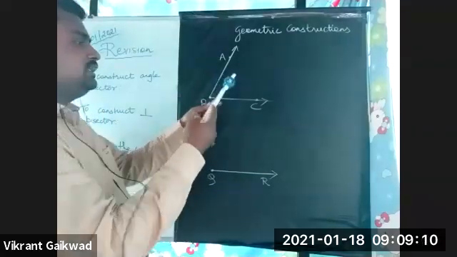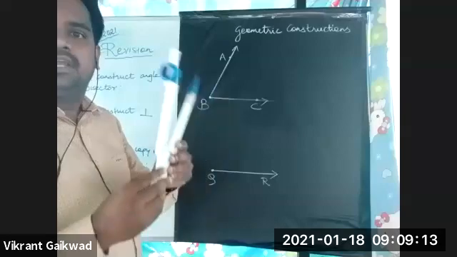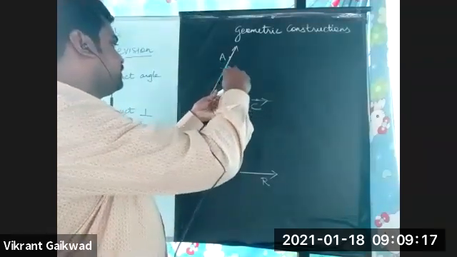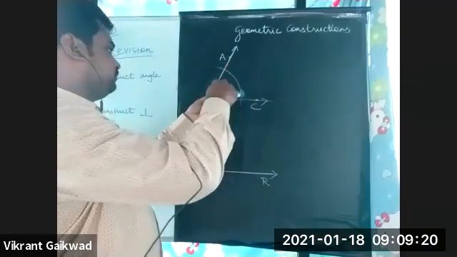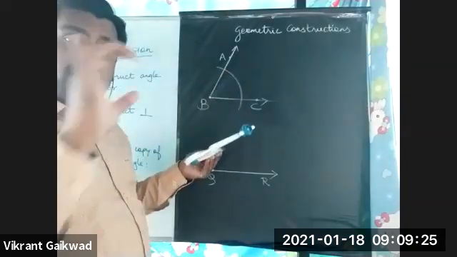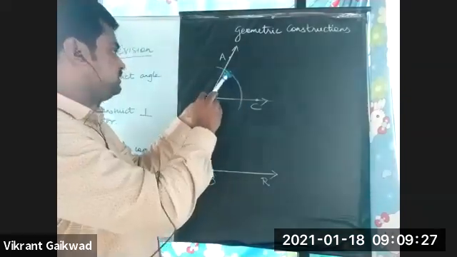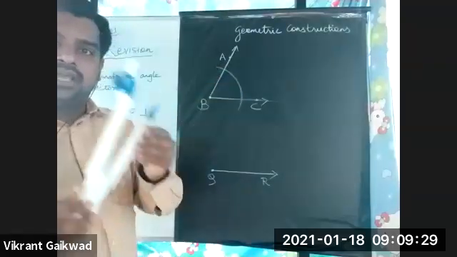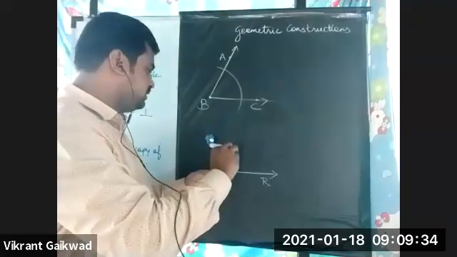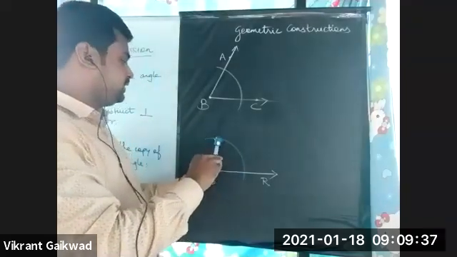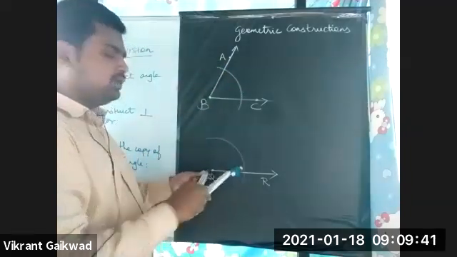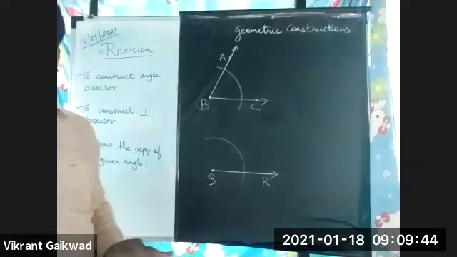Now take any radius and B as the center. Just get an arc. This is the first step which you did in the angle bisector. B as the center, get an arc. The same distance, Q as the center, get an arc. B, cut an arc. Q, cut an arc. Is this understood to all the students?